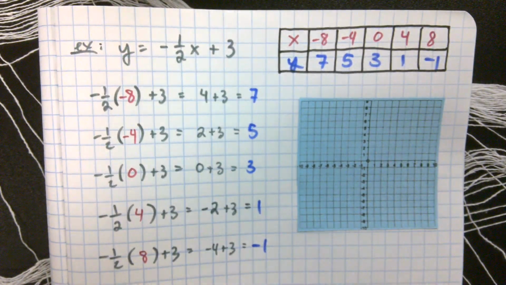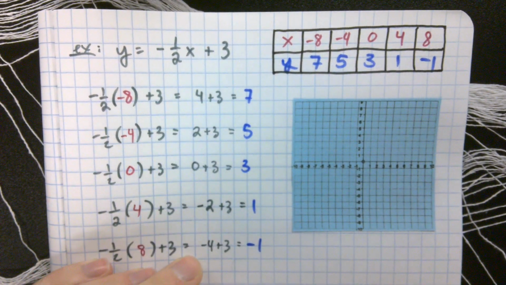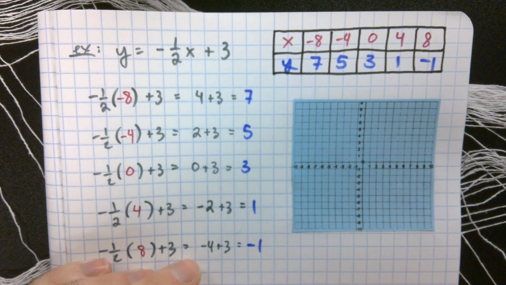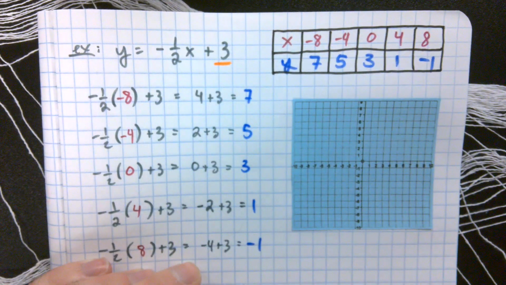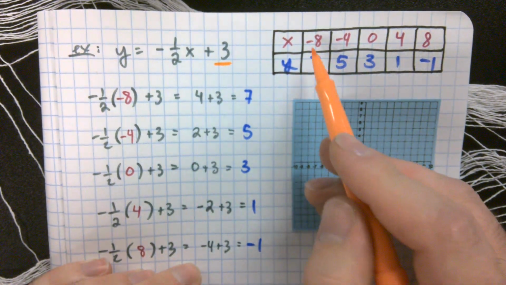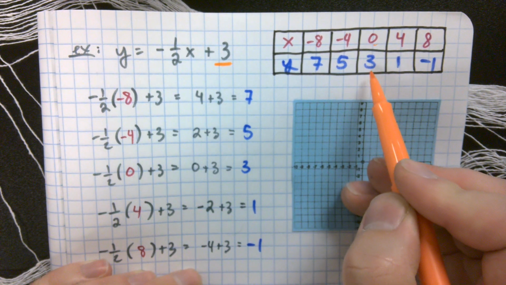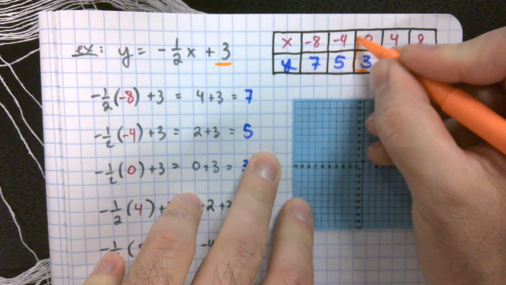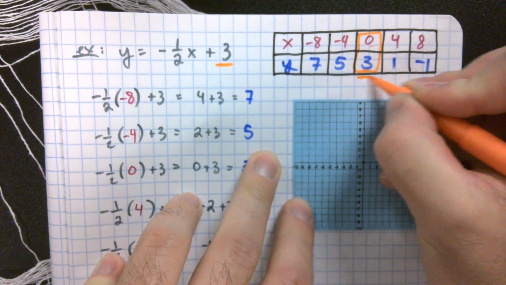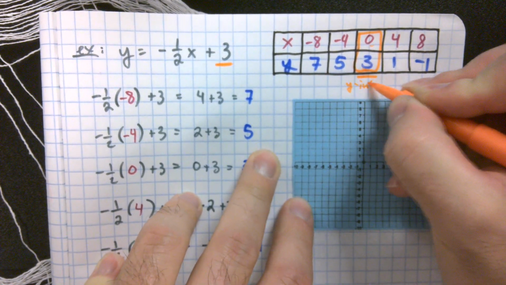What's my y-intercept of this graph? What's my b value here? What's my b value? 3, right? Now, when my x is 0, my y is 3. Just like we said, that's going to be our y-intercept.